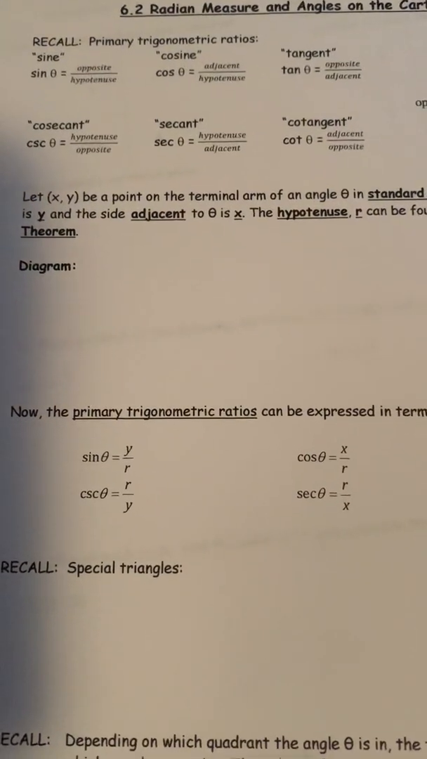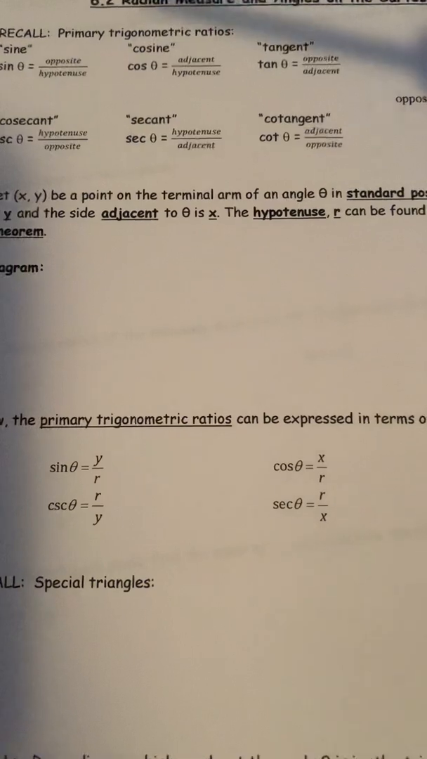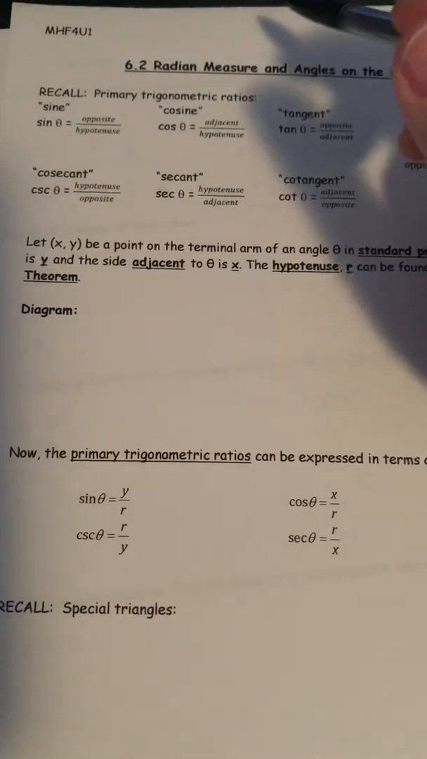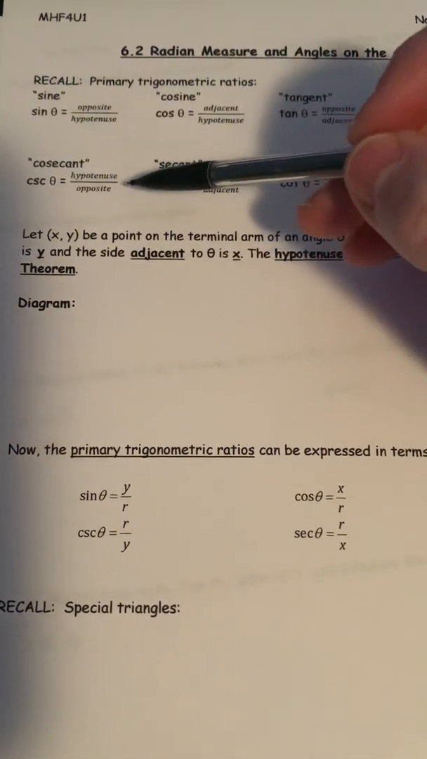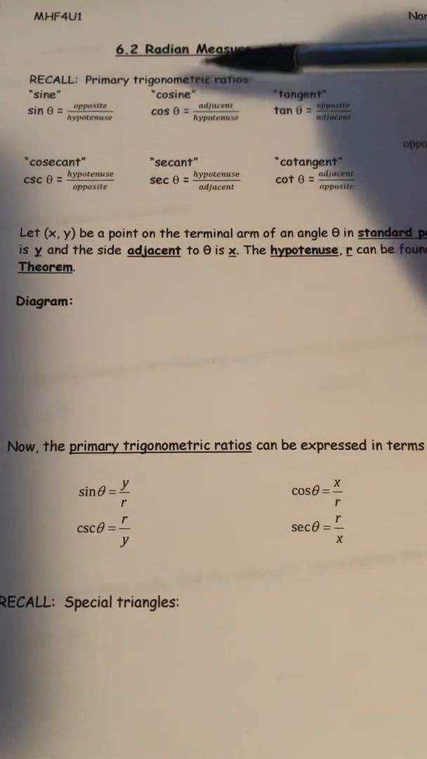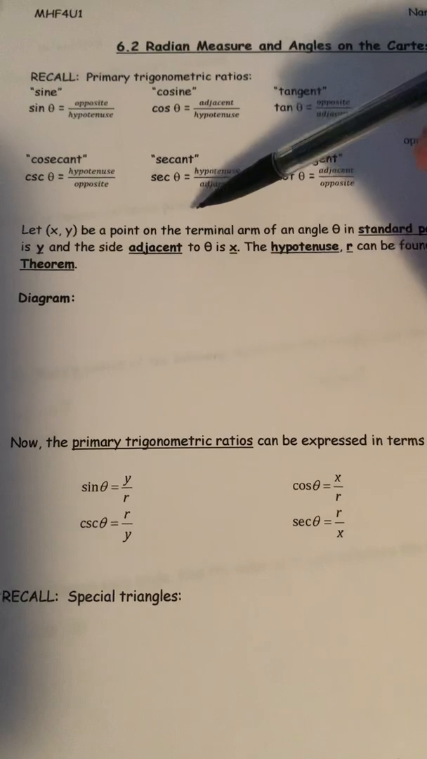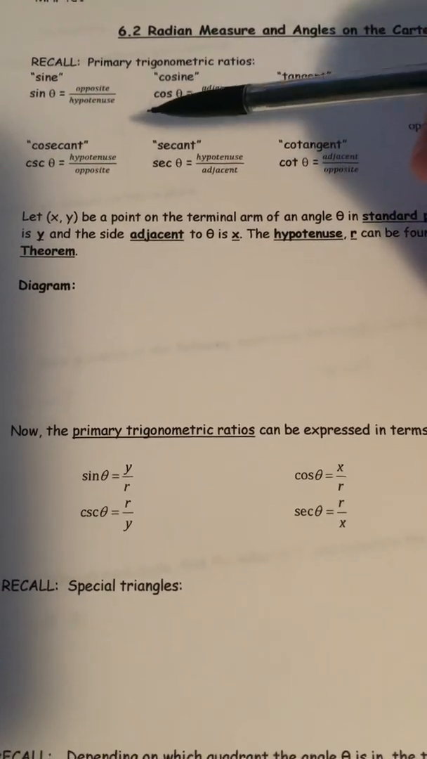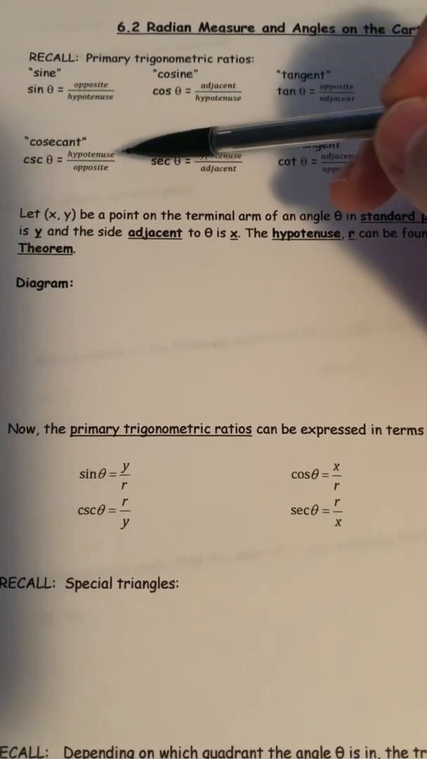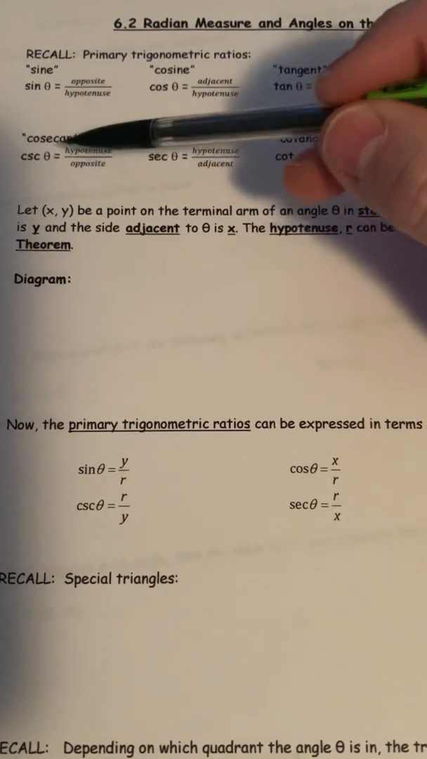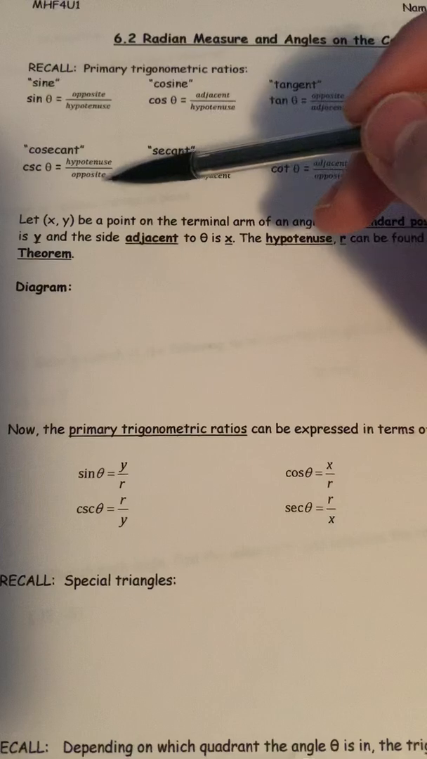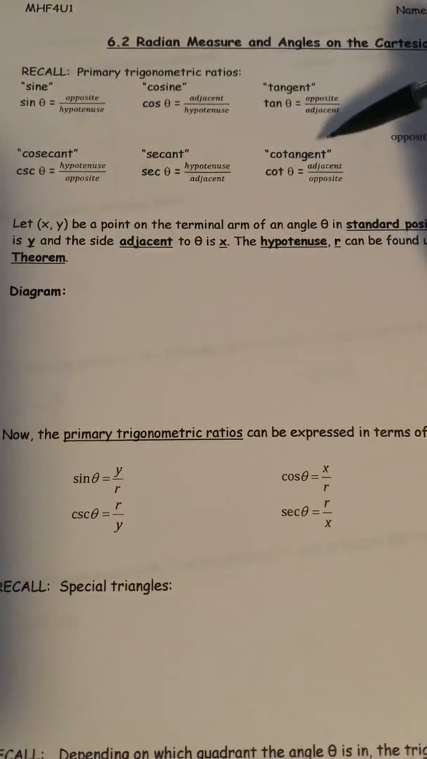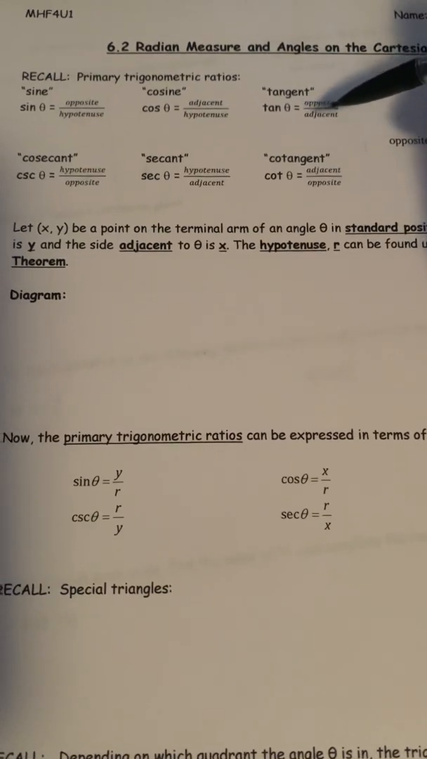Okay, so now we have the reciprocal functions. So we have cosecant, secant, and cotangent. I don't remember if you guys did this in grade 11. I think you have. Cosecant is the reciprocal of sine, so you flip the hypotenuse and the opposite. Secant is the reciprocal of cosine, and then we have cotangent, which is the reciprocal of tangent.